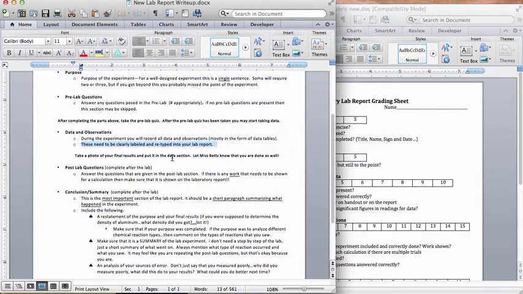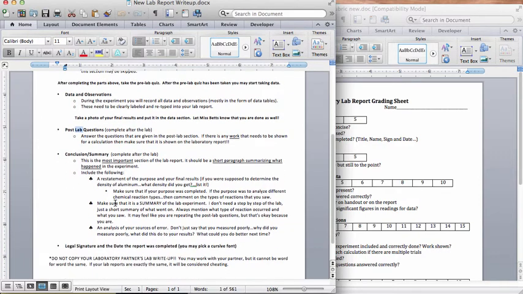Then you get done with the lab. You start working on your post-lab questions. Usually I'll put post-lab questions in the lab handout. You answer each question. If there's any work, make sure you show your work. I don't just take answers if there's math supposed to be in there. I use your numbers 1, 2, 3, 4, 5, 6, 7, 8, 9, and you answer the question. You show your work.